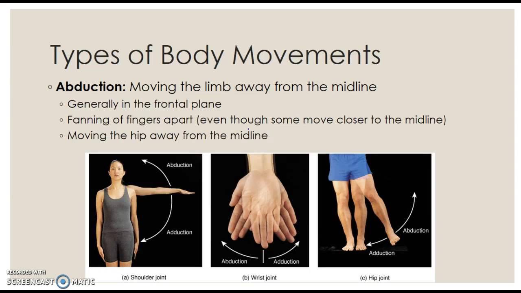The next two we're going to talk about are abduction and adduction. Once again, these are opposites of each other. Anytime we are abducting, we are moving the limb away from the midline. We're talking about the frontal plane. Remember, frontal plane is side-to-side motions. If you look here, let's draw the midline for you. If it's abduction, we're moving it out, away from the midline.